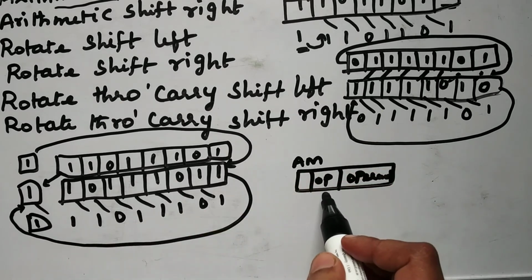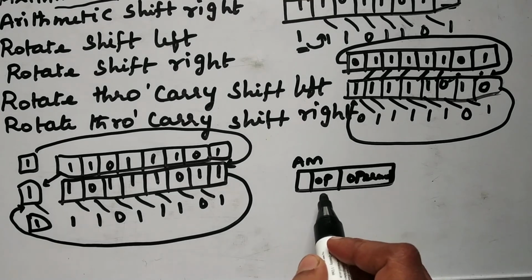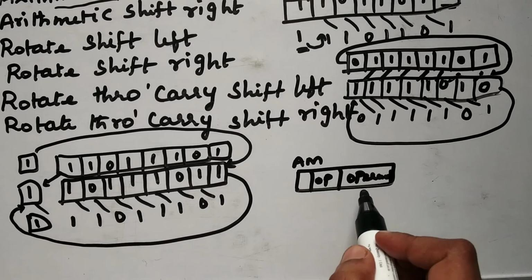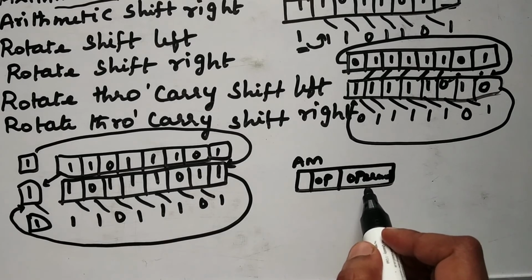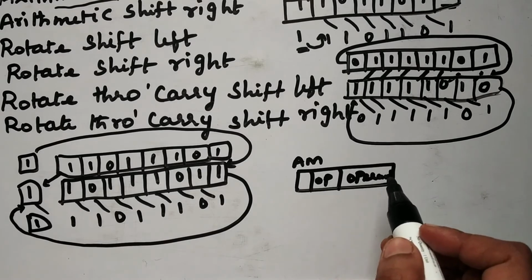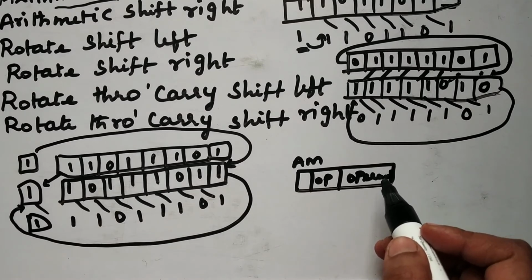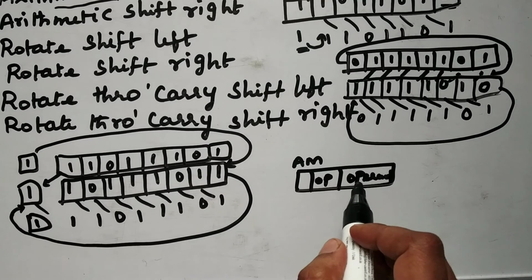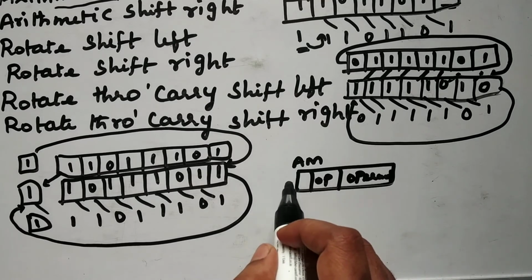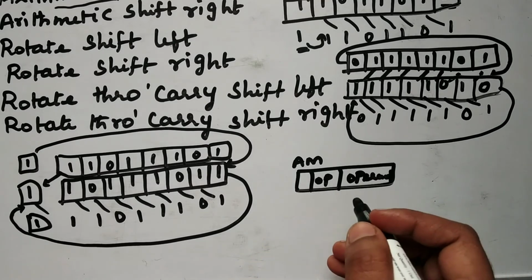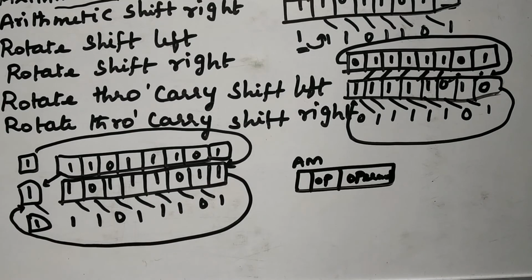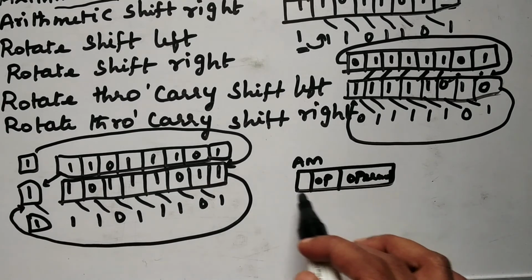The opcode tells what type of operation we are going to perform through the instruction. The operand tells where we are going to fetch the operand from, either a memory location or a register, and that is mentioned in this field. The addressing mode tells which kind of addressing mode we need to follow. So this is the instruction format for a general instruction.